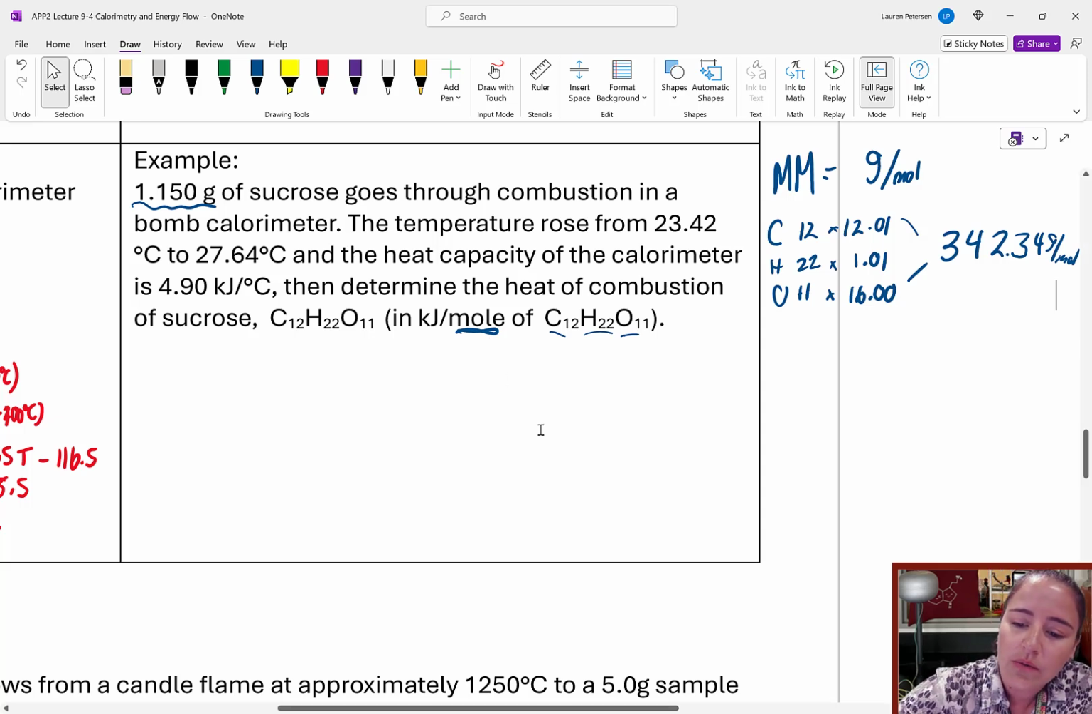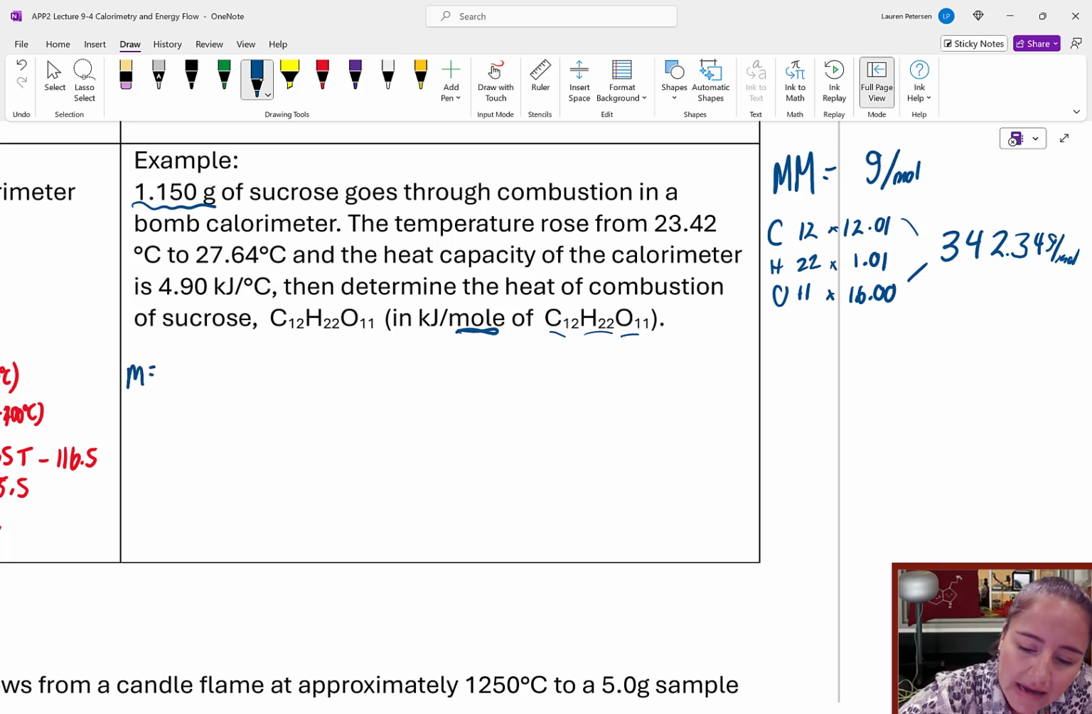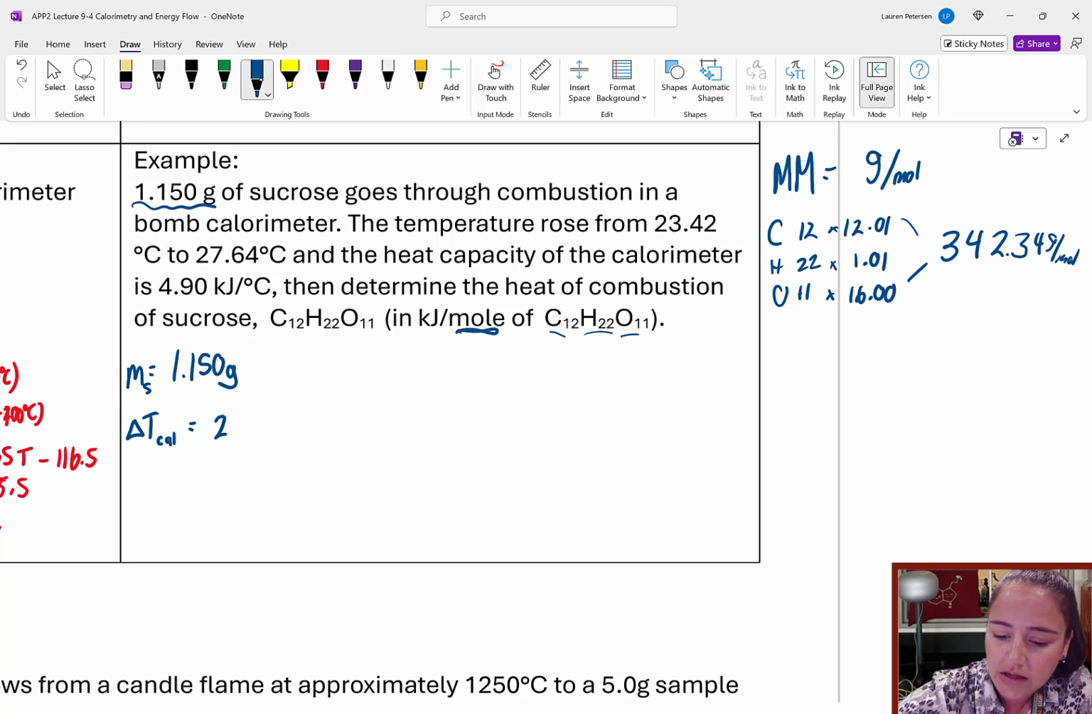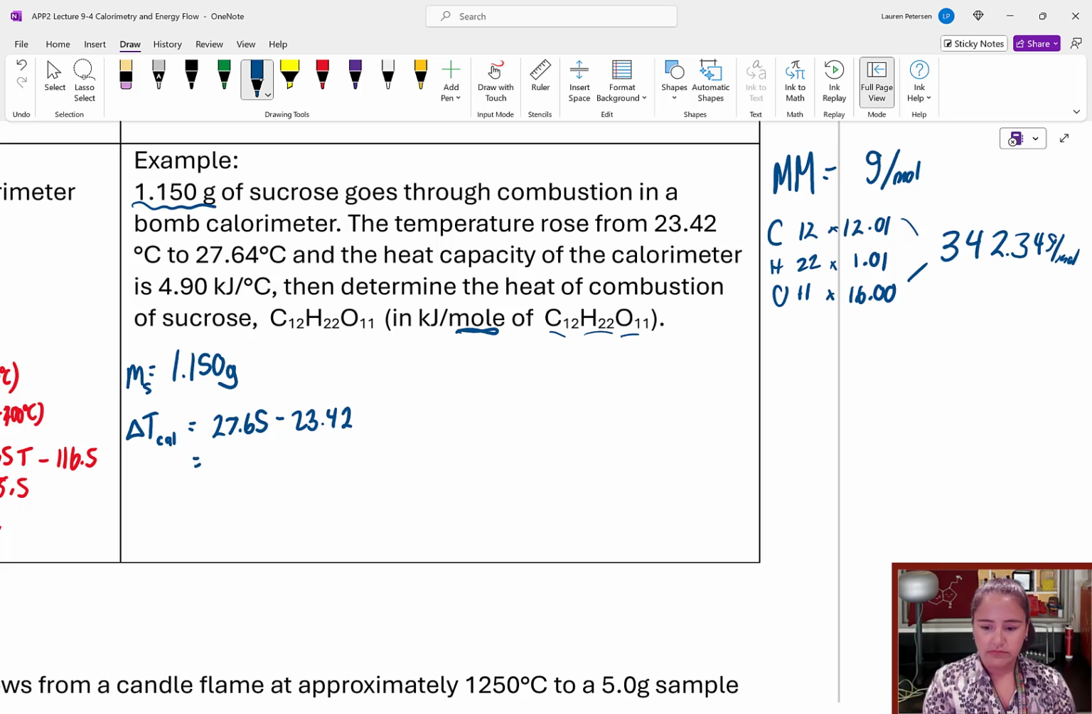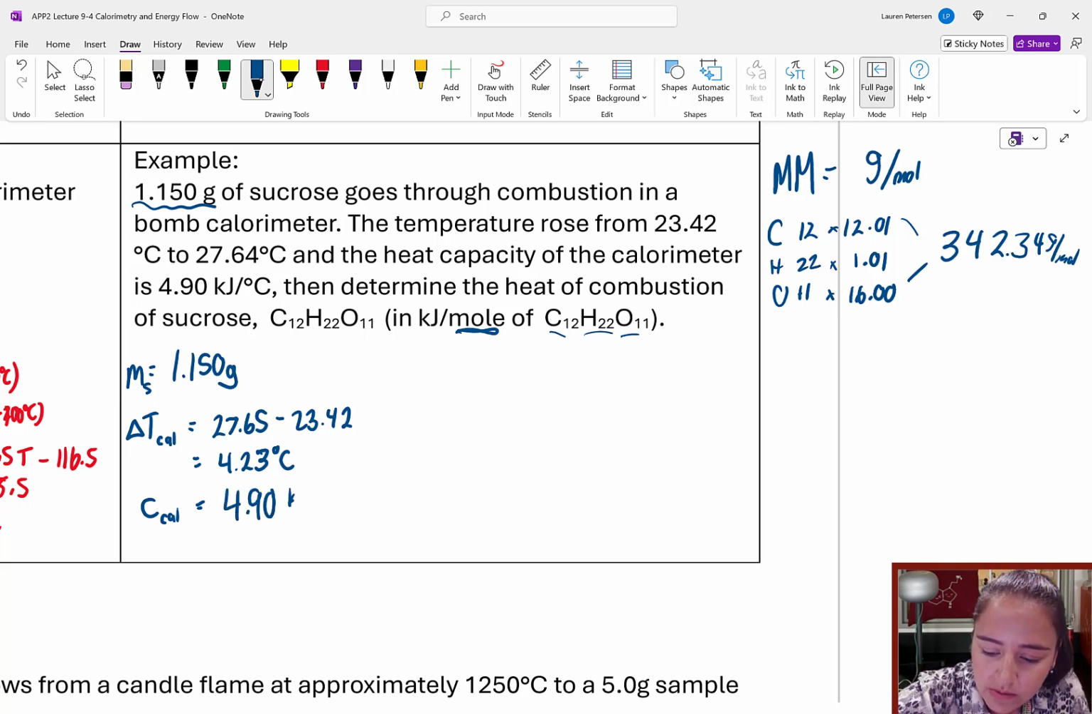Okay, so again, we have our sucrose. Our mass of sucrose is 1.150 grams. It goes through combustion in a bomb calorimeter. The temperature in the calorimeter, so delta T of the calorimeter, rose from 23.42 to 27.65. So 27.65 minus 23.42 gives us a change in temperature of 4.23 degrees Celsius. Then we have the heat capacity of the calorimeter, which is 4.90 kilojoules per degree Celsius. And they want us to determine the heat of combustion of the sucrose in kilojoules per mole.